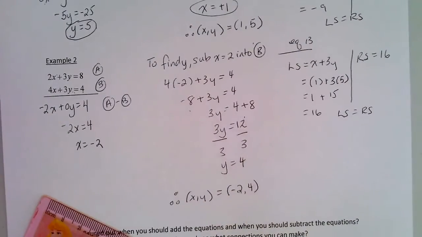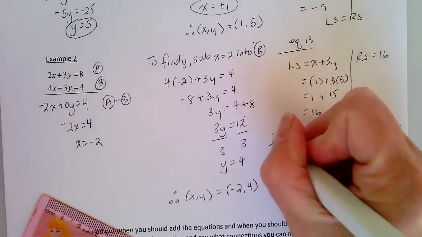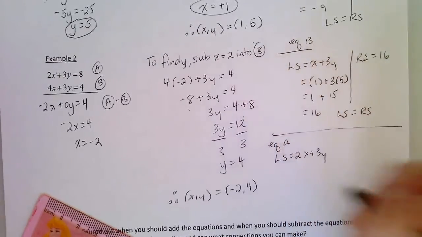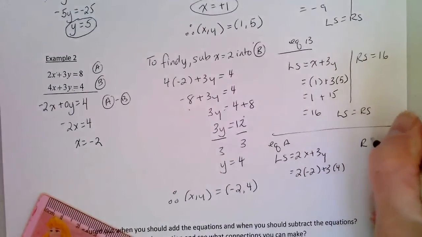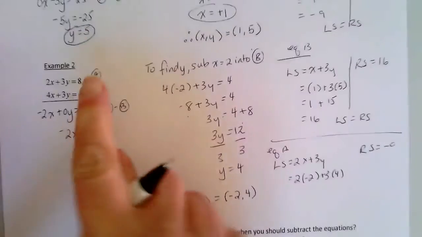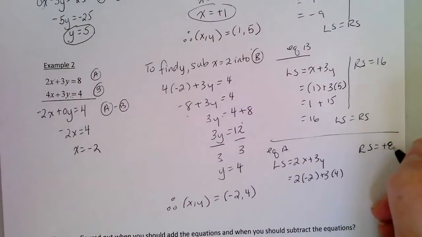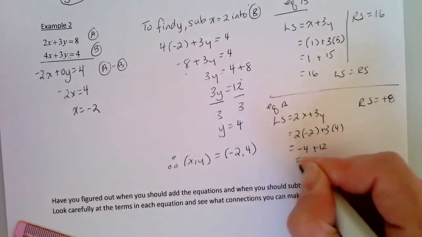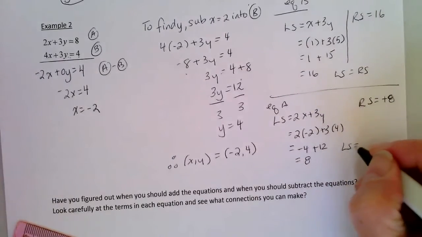And if you want to make sure you have the correct solution, you're going to do a formal check in both equations. So let's check in A. The left side would be 2x plus 3y. So x is negative 2, y is 4. And the right side is, oh sorry, the right side is equal to 8. I was looking at the wrong equation. Okay, so we need to clean up the left side, multiplying first, gathering like terms, negative 4 plus 12 indeed equals 8. So the left side equals the right side.